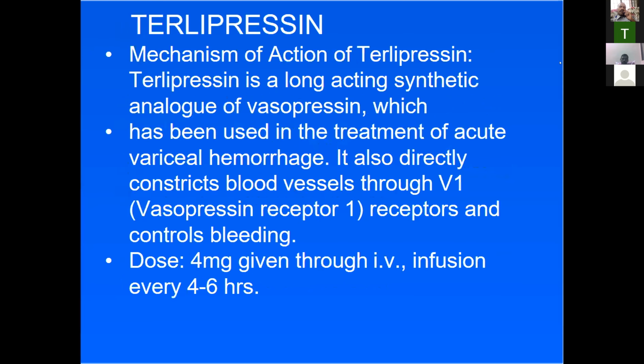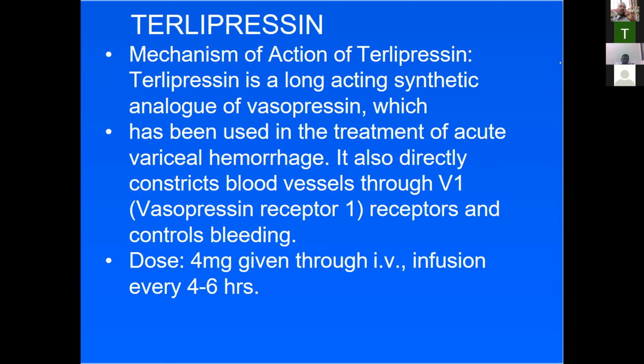And then terlipressin. Terlipressin is a long-acting synthetic analog of vasopressin, which can be used in the treatment of acute variceal hemorrhage. It directly constricts the blood vessels through the V1 receptor. It has a selective V1 receptor action, and it controls the bleeding also.